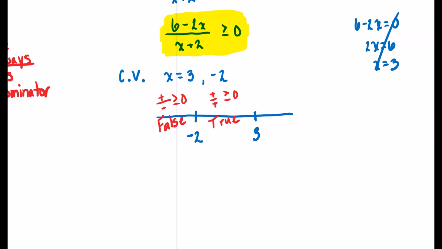And then to the right of 3, I'm going to choose 4. So notice I would get a negative over a positive. Is that greater than or equal to 0? Is a negative greater than or equal to 0? And that's false too.